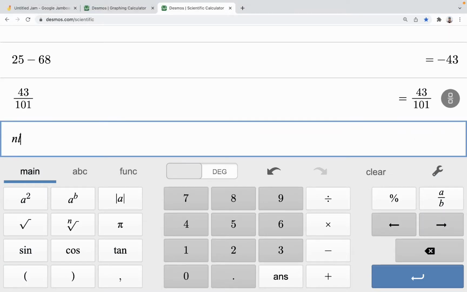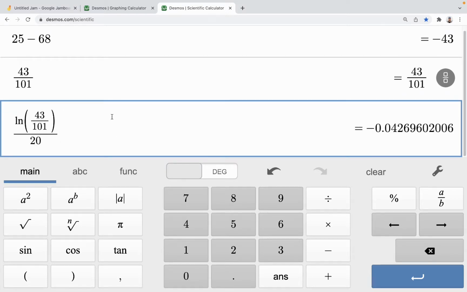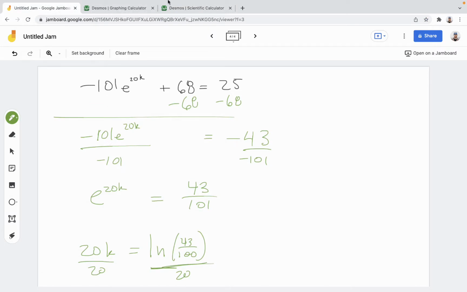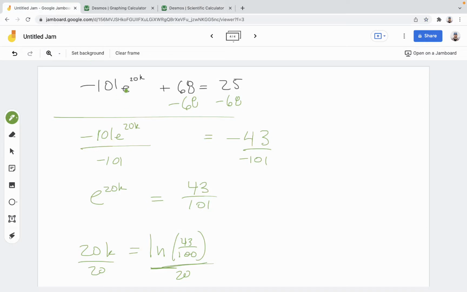is natural log of 43 over 101. And then that result divided by 20. It should be negative because it's a decay function. A decay function would be like 1/2 to a power. But since our base is bigger than 1, we need a negative exponent to counteract that.